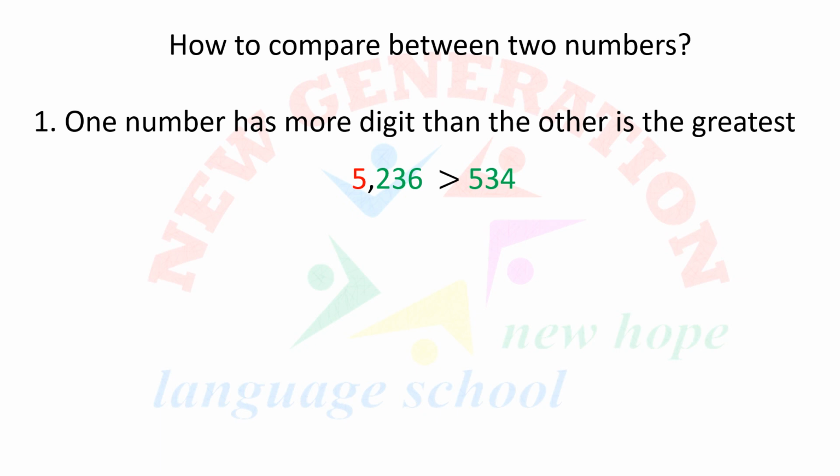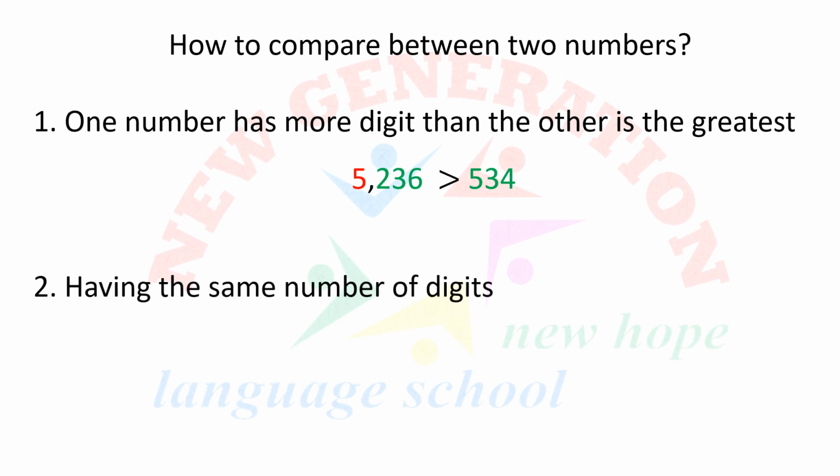If you look at this example, 5,236 and 534, which is bigger? Of course it will be 5,236 because it has more digits, and if it has more digits it has more place values. If you look at the two 5s, the red 5 in the place value of the thousands will be 5,000, but the green 5 will be 500, and so on.